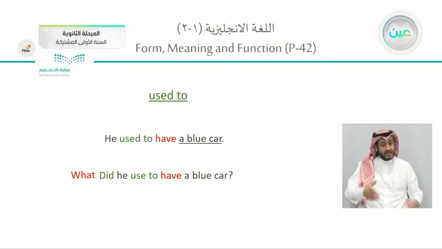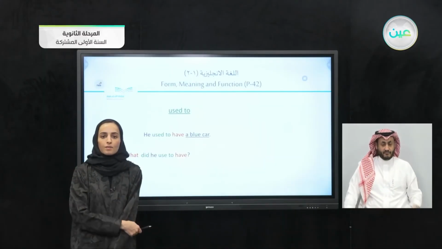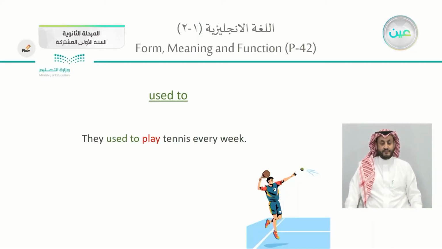What did he use to have? A blue car. What did he use to have? We will take it out. The blue car is the answer. One more in here: They used to play tennis every morning.